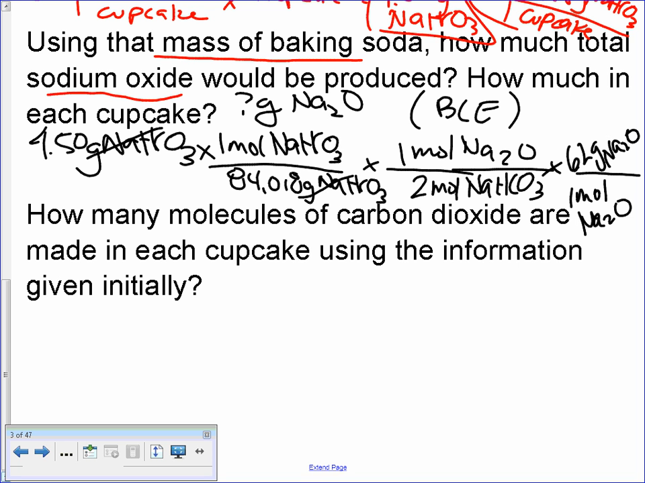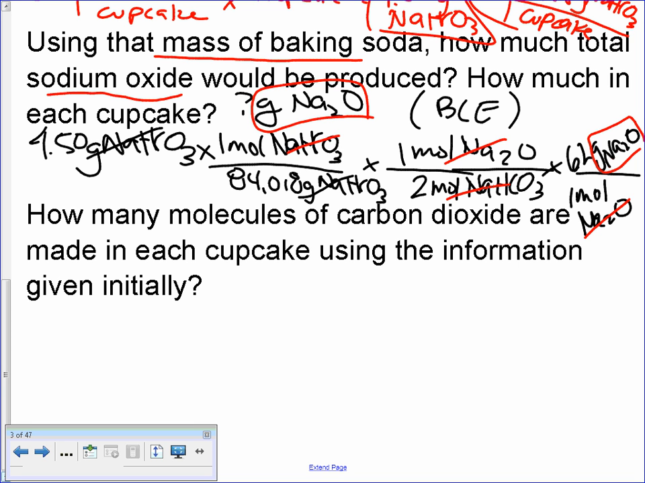So what units cancel that I've not canceled yet? Moles of bicarbonate. Moles of sodium oxide. I'm only in grams of sodium oxide, which is what I wanted. Yes! The cupcake's going to come out perfectly.